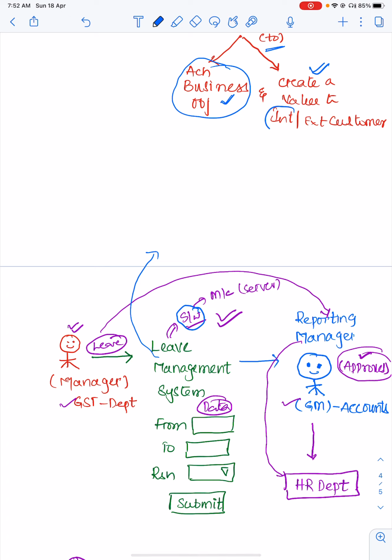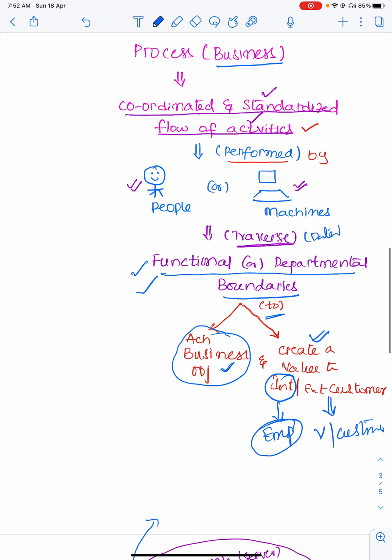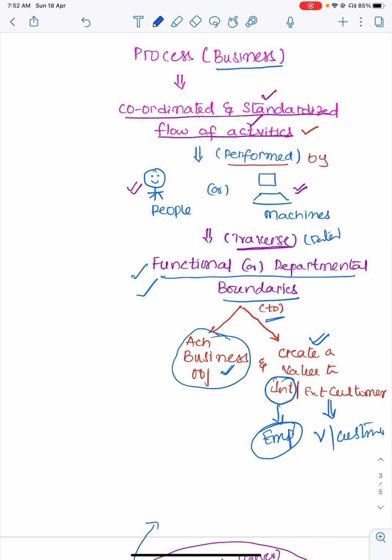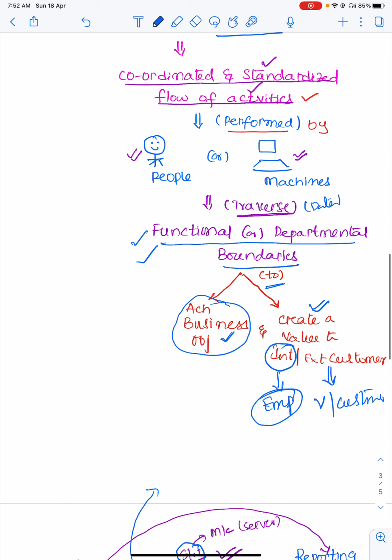Who is an internal customer here? Internal customer here is nothing but the employee. Who is an external customer? External customer can be a vendor or a customer. So this is a definition of process from business perspective. What is the process definition? It is nothing but coordinated and standardized flow of activities performed by people or machines, traversing functional or departmental boundaries to achieve business objectives and create a value to internal and external customers. So this is the process definition from business perspective.